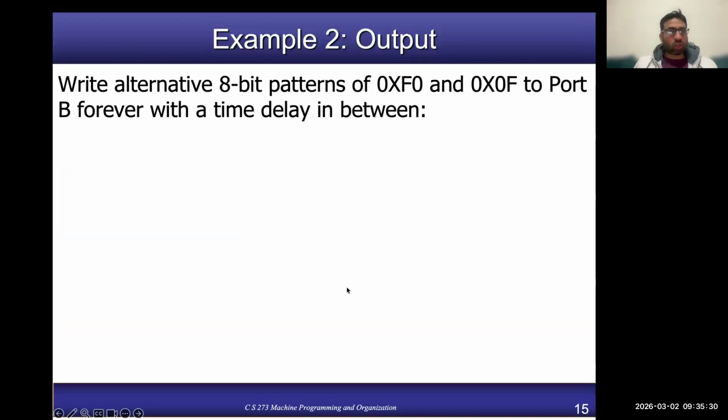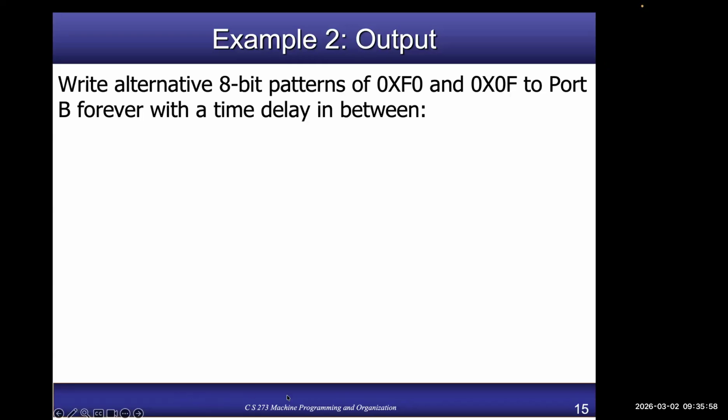Go ahead and now try to do this example. Write two alternating 8-bit patterns, 0xF0 and 0x0F, to port B forever with a time delay in between. And again, assume that you have the delay function which you can simply call in your program. Now go ahead and do this example. You have 2 minutes for this. Let me know when you are done with this code example. I'm waiting.